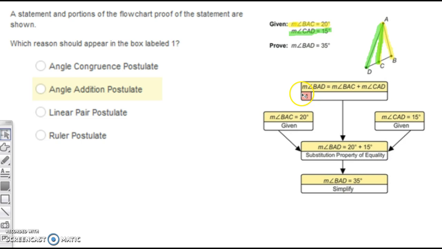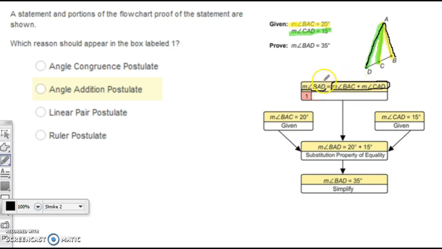Alright, so here's our box labeled 1. And I went ahead and color coded what we were given. It just makes it a little bit easier for me to see. So the yellow angle equals 20 and the green angle equals 15. We're given that information. Then in this spot it says the measure of angle BAD, which is the whole angle, the big angle, equals the measure of BAC, the yellow, plus the measure of CAD, the green. So we're adding the two smaller angles together to get the bigger angle.